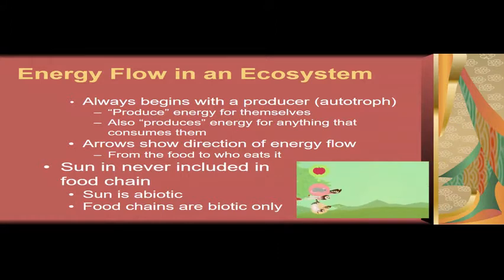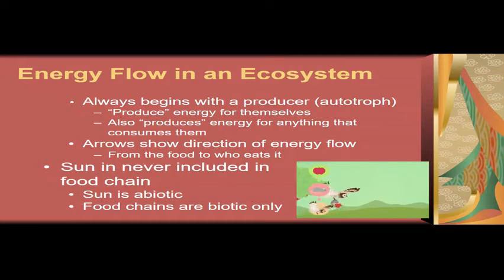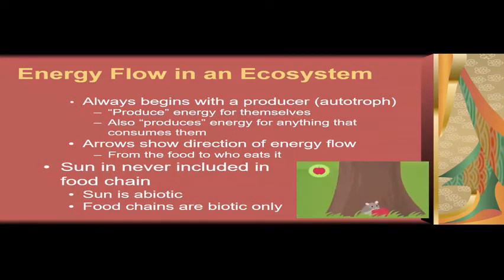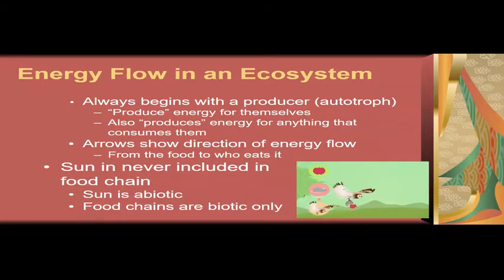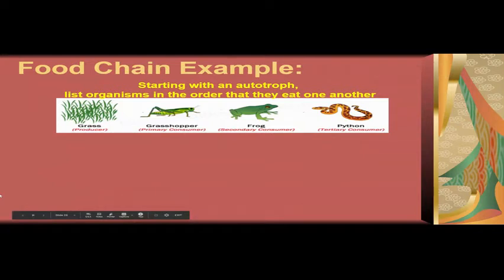Producers also produce energy for anything that consumes them. In a food chain, arrows show the direction of energy flow, and the arrows always go from the food to who eats it, because we're showing where the energy starts and who then gets the energy. The sun is never included in a food chain, and that's because the sun is abiotic and food chains are biotic only. So to create a food chain, you start with an autotroph, and then you list the organisms in the order that they eat one another.